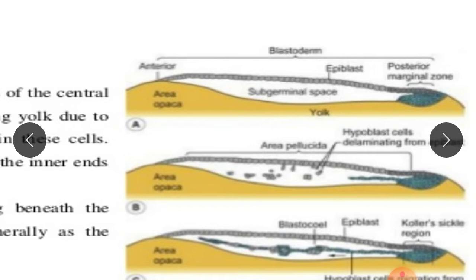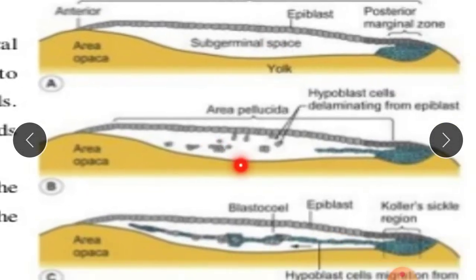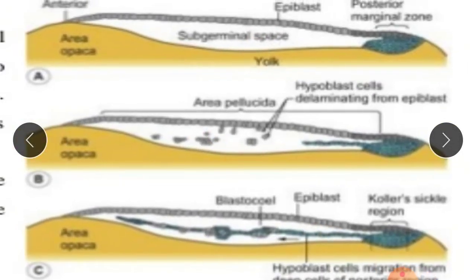This is the marginal zone, the epiblast. This is the anterior part, and the posterior part. This is the area opaca. Area opaca is not a transparent area. This part, from here to here, is called the area pellucida. It is transparent because of the presence of a cavity below the epiblast, and this cavity is filled with fluid. Can you see here? The hypoblast is going to be developed by the inward movement of cells from the epiblast.